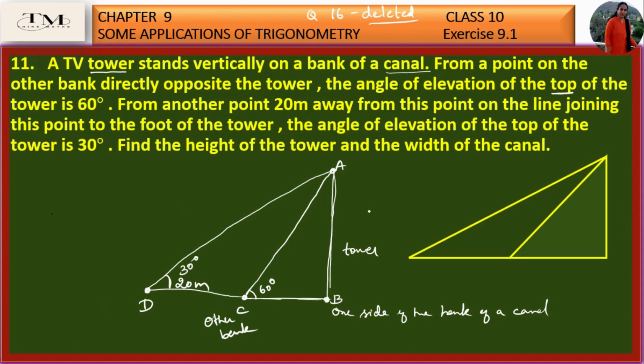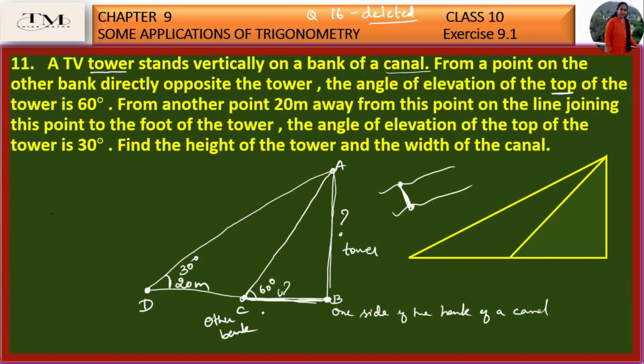What we have to find? We have to find the height of the tower, that is AB, and the width of the canal. So canal is BC. One end of the canal bank is B, another end of the canal bank is C. So BC will be the width of the canal. If the river flows in this way, this is one end and this is one end, so its width will be this length. We have to find AB and BC.